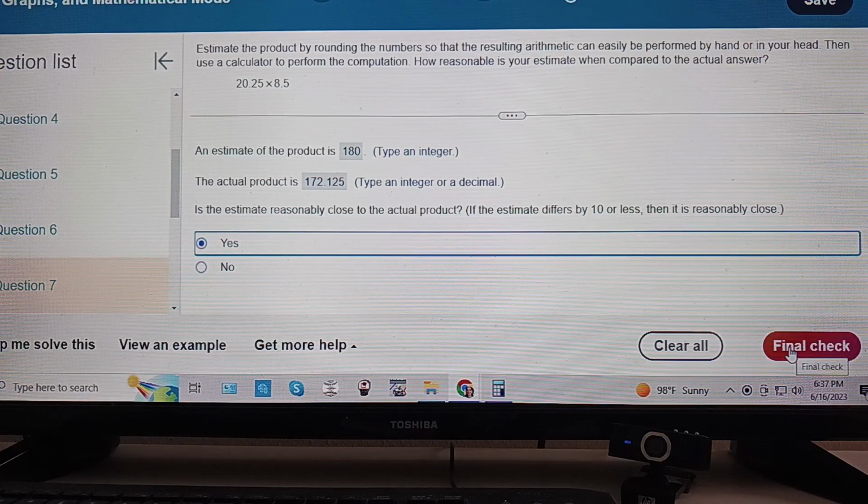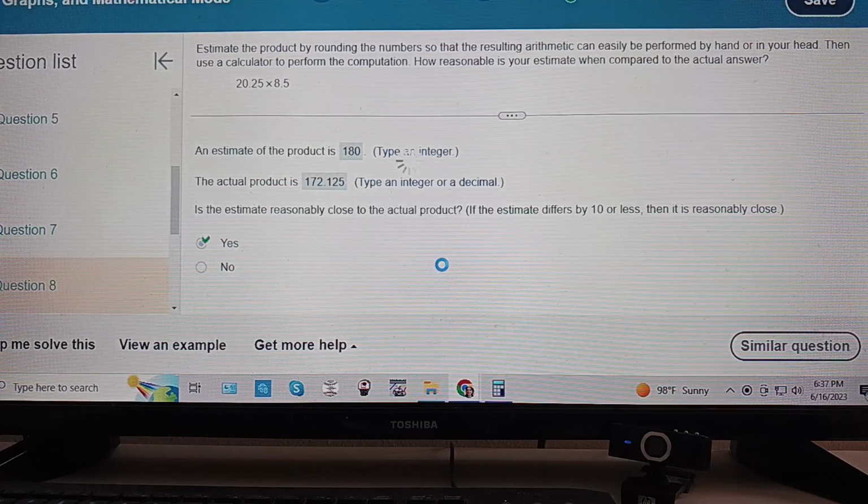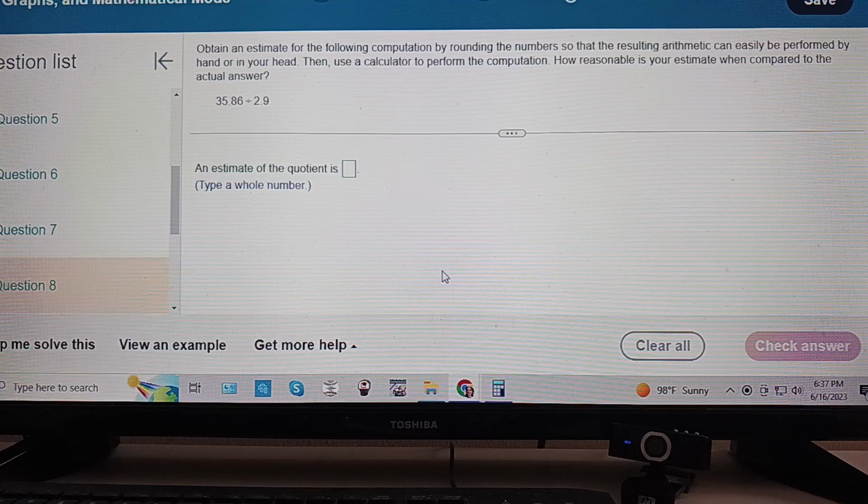Say you were trying to pay for a hotel and it was like $20 a night. That's not a good example of $20, but say you're renting a room, $20 a night for 8 or 9 nights, then you can figure out the price pretty quickly. And if you're within $10, that's reasonable.